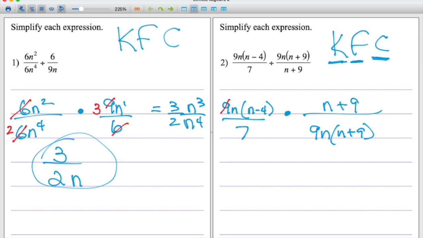I can reduce the 9 and the 9, the n and the n. Be very, very careful. You cannot flip or cancel these 9s. Remember, in the past we talked about it. You can only cancel factors, and this 9 and this 9 are both being added. That makes them sums. But we can reduce the whole thing, the n plus 9, because that is a full factor. And the only thing we're left with is right here, this n minus 4 over 7. So we will have n minus 4 over 7.